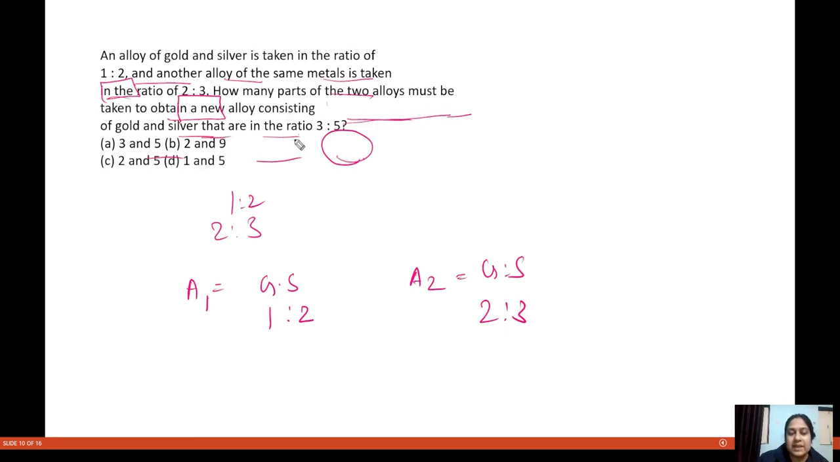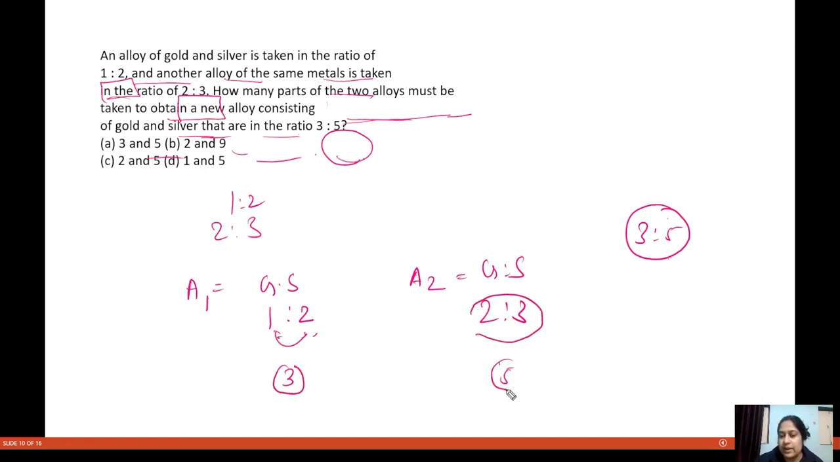See, you add these first of all. So 1 plus 2 you will get 3. You add this, so you will get 2 plus 3 equal to 5, and add this, you are getting 3 plus 5 equal to 8. So if you are having 8 kg of this alloy, that means you are having 3 kg of gold and 5 kg of silver. 3 is to 5 means that only. Fine.